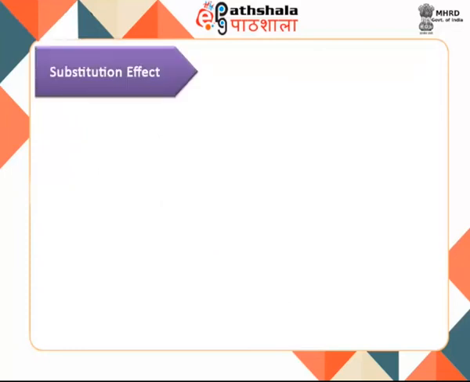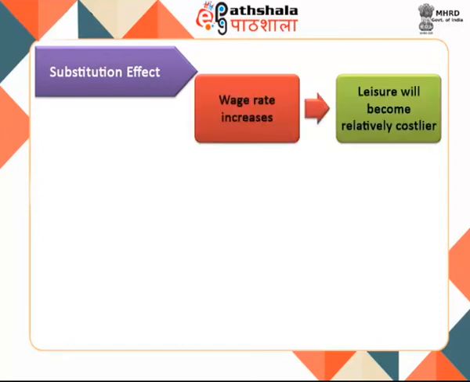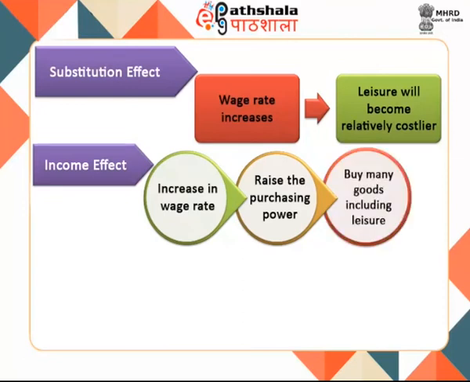The substitution effect tells us that when the wage rate increases, leisure will become relatively costlier as compared to earning money income by putting in more work effort. On the other hand, the income effect happens because an increase in the wage rate will raise the purchasing power of the individual, and with the higher income, she can buy many goods including leisure.